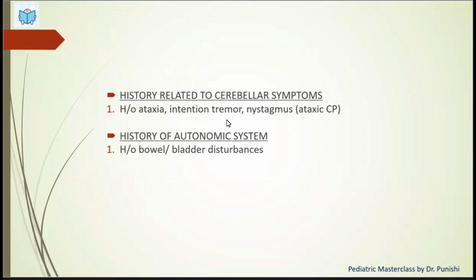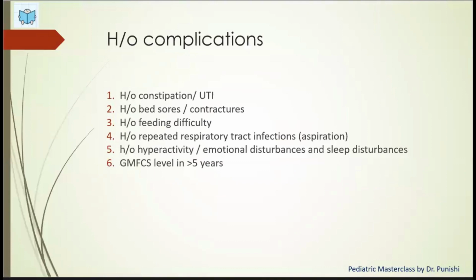So this was history related to the CNS, where we asked questions pertaining to the higher mental functions, cranial nerves, motor, sensory, cerebellar, and autonomic. So that kind of completes that chunk of questions related to the CNS. Now going back to history, taking like any other case, what is the history of complications? So what complications would you expect in a child with developmental delay, or to be more specific, let's say cerebral palsy? So history of constipation or UTI because of bowel bladder involvement.